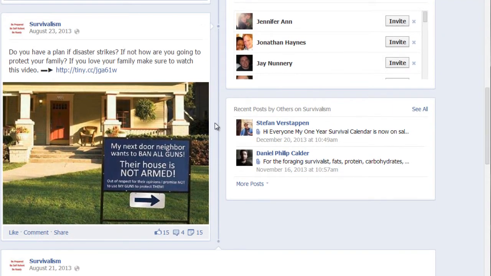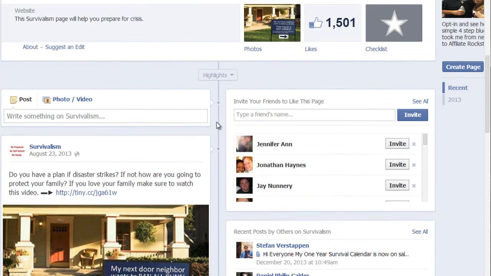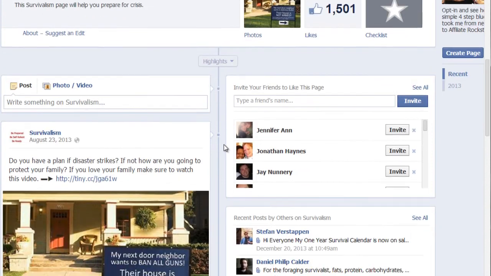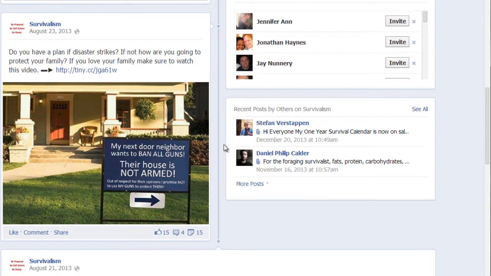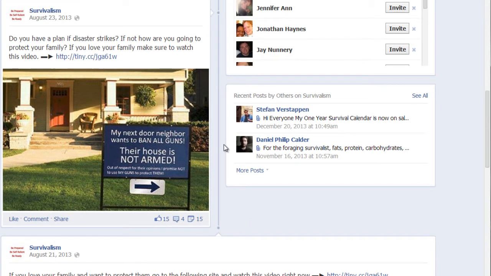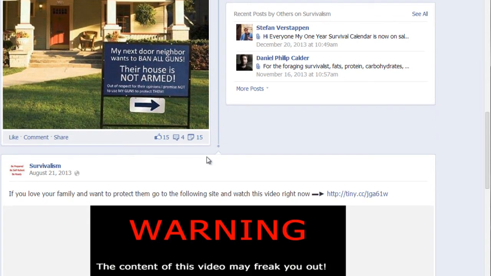So what we're looking for is how engaging their community is. So as we can see, they don't have a lot of likes. They only have 1,501 likes. But if the community is fairly active within that number itself, that's a good sign. So, for example, we see that this site is not necessarily updated as much, but they are getting a lot of likes, they are getting a lot of shares, and they are getting a lot of comments.